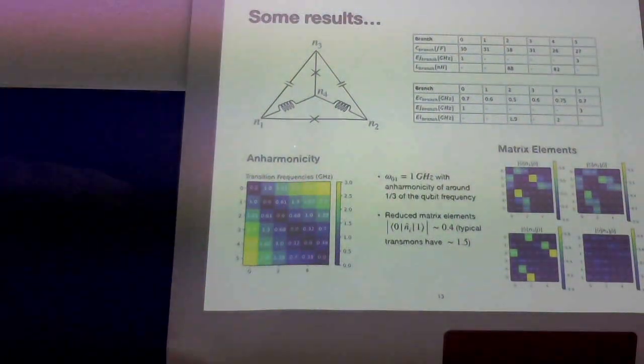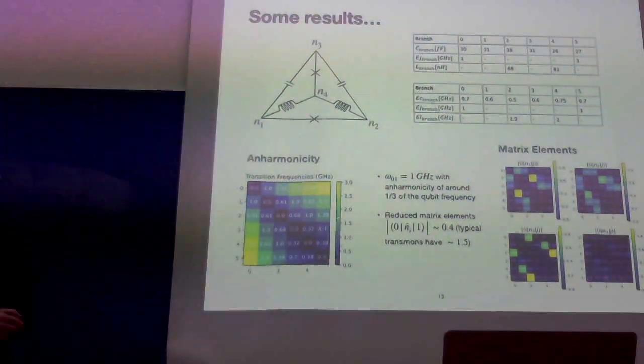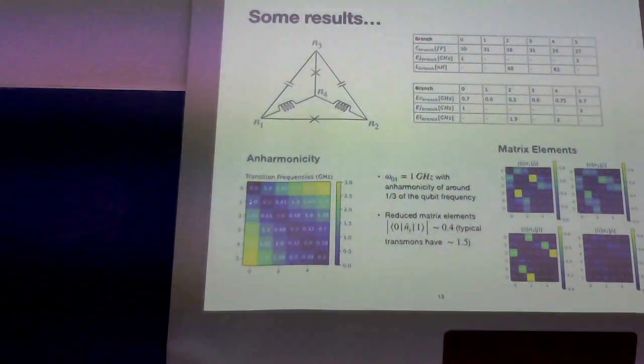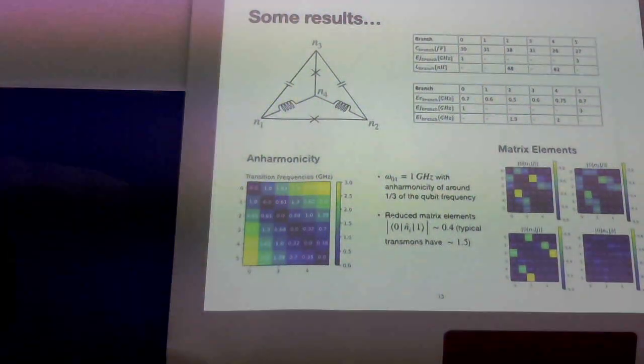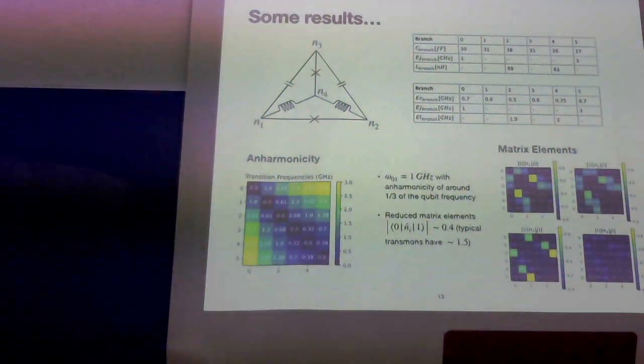So from this device, we can see that first, the anharmonicity is good. We have a transition frequency of 1 gigahertz with an anharmonicity of 300 megahertz. You can see that the limiting factor is not the transition between 1 and 2, but the transition between 1 and 3, which is the most limiting factor. We can also see that we have reduced matrix elements, which are much lower than in transmon cases. So we expect this system to have better T1s than transmon.